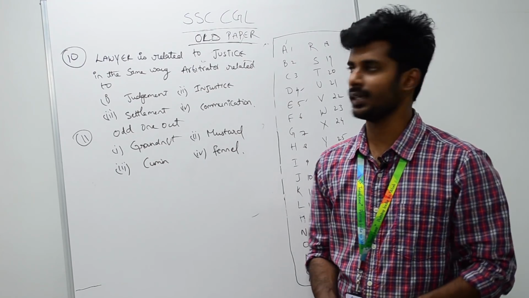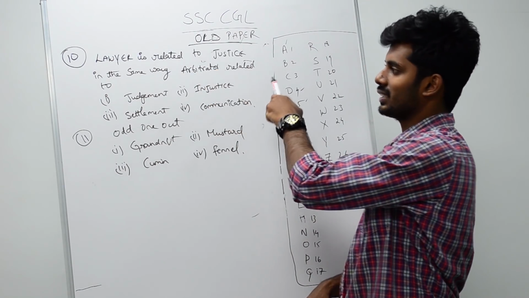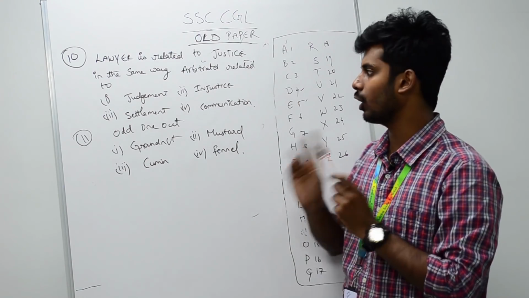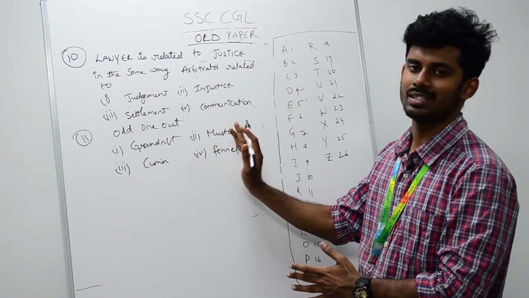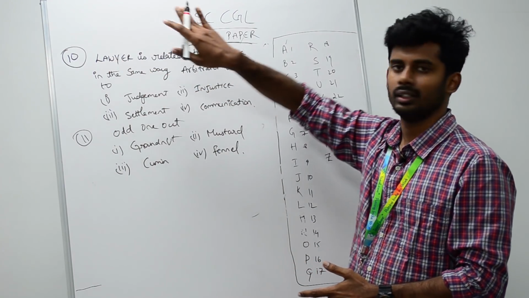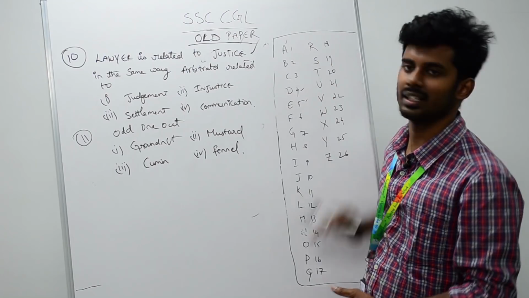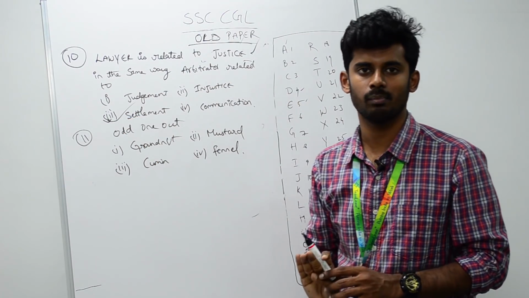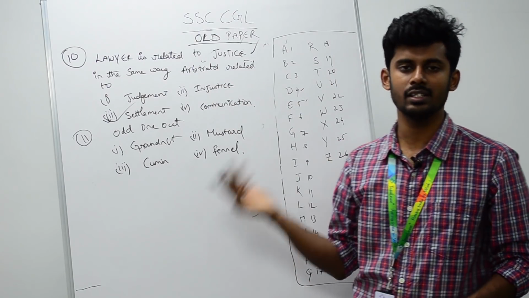So coming to the next question, lawyer is related to justice in the same way arbitrator is related to what. Don't look for any logic over here. It's this direct. A lawyer works for getting justice. An arbitrator works for settlement. So it's that simple. If you know the meaning, you can easily solve this.